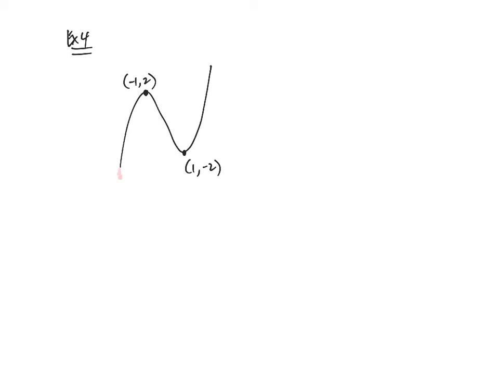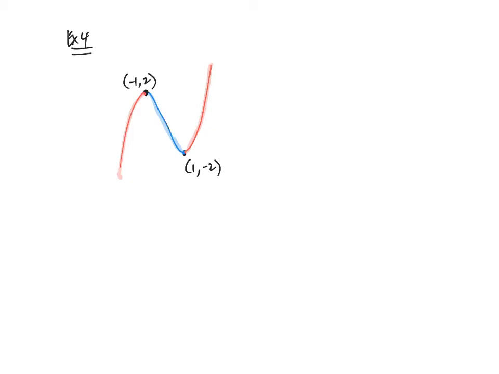You can see that the first part of the graph, from here until it gets to that point, is increasing. And then the second part of the graph, starting from that top point, is going down, so it's decreasing. But then the third part is increasing again. So there are three different intervals that you have to describe here.